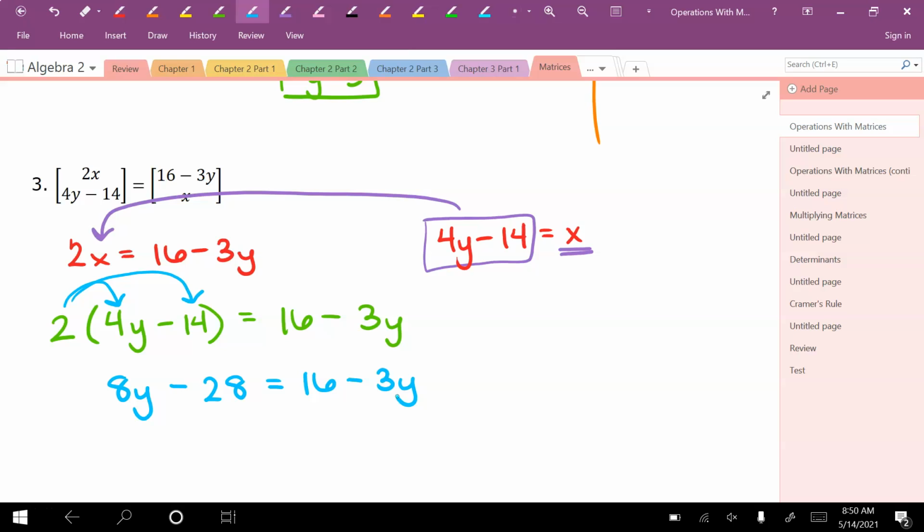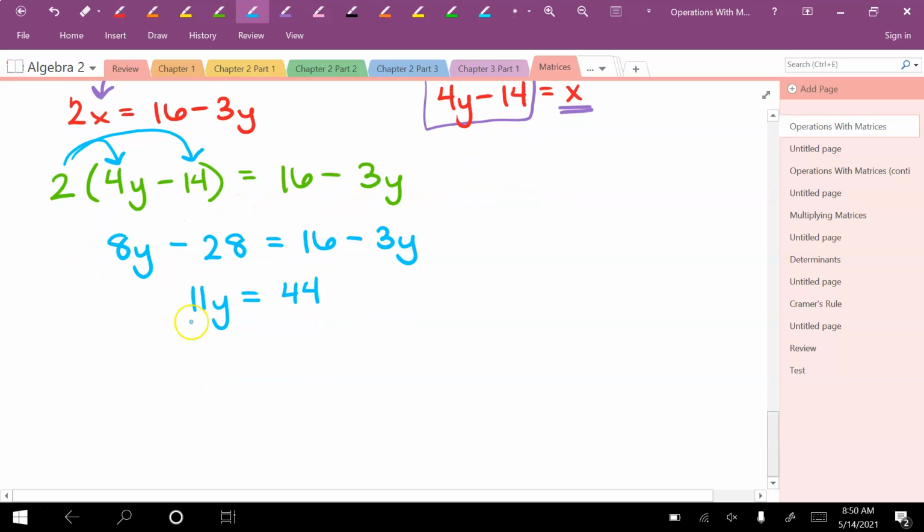So in this one, I'm going to combine like terms. So what I would do is add 3y to 8y. That's going to give me 11y. And then add 28 to 16. That's going to be 44. And then I would divide by 11. So y is going to equal 4.